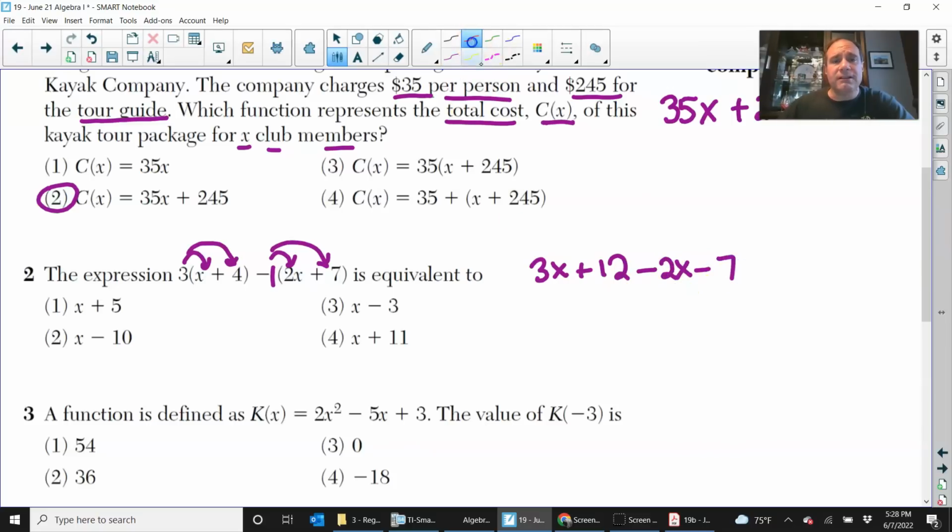Then you combine like terms. Remember, you're combining whatever like terms that you have. So you're combining both x's. In this case, 3x minus 2x is just x. And then 12 minus 7 is 5, and that is a plus 5. So 1 is your answer.